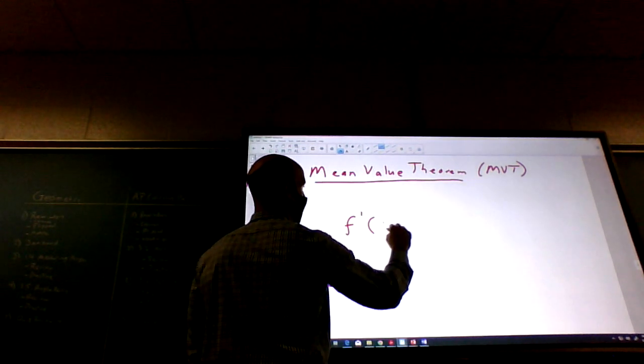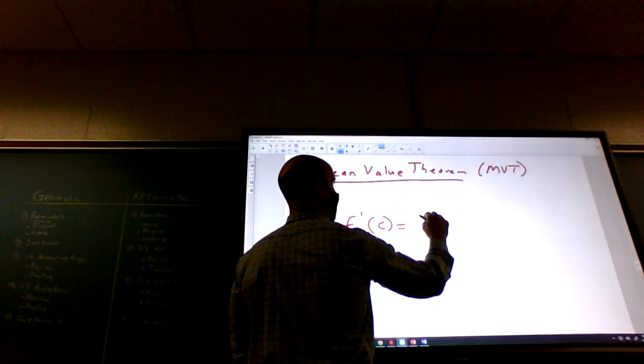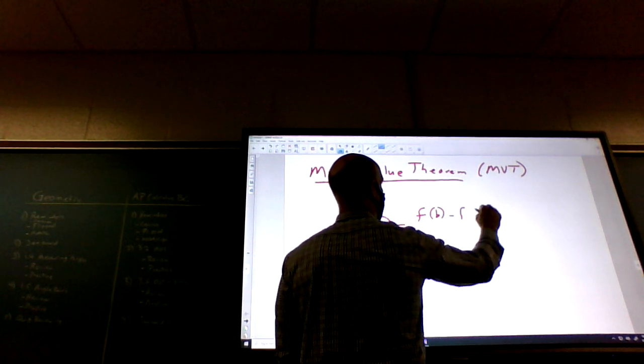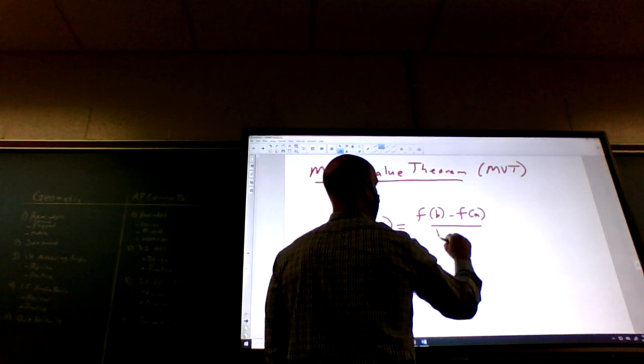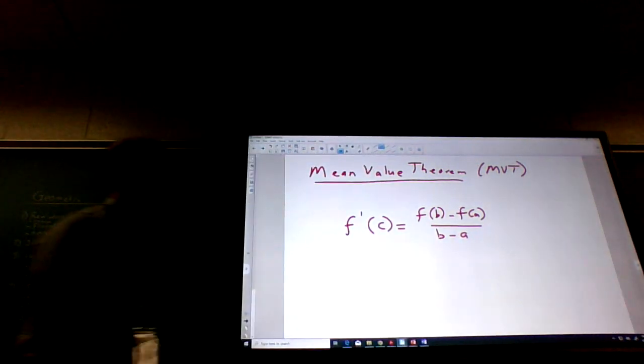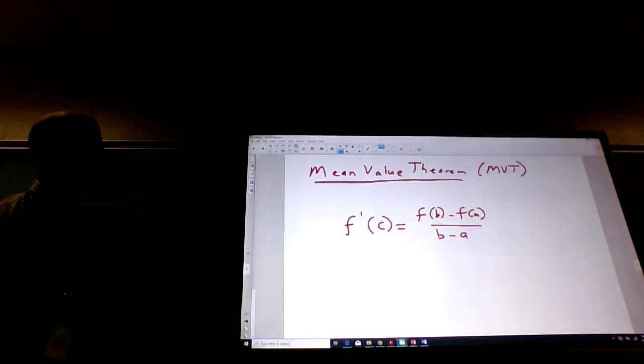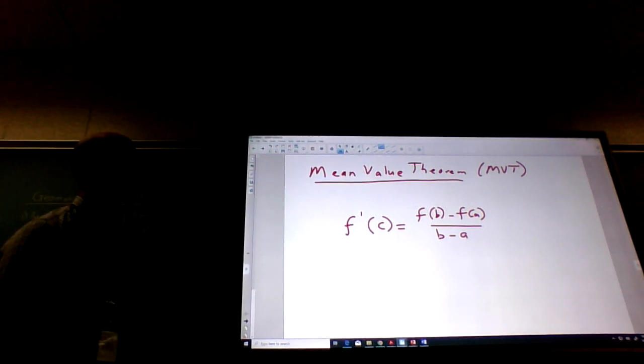F prime of C equals F of B minus F of A over B minus A. Right? It doesn't look complicated, but some mathematicians actually refer to this as the fundamental theorem of calculus in some ways. And if we've got time, maybe towards the end of the period, I'll talk about why that is. Or maybe I'll just give you a hint on why that is.